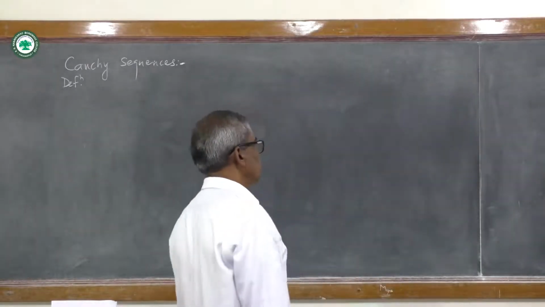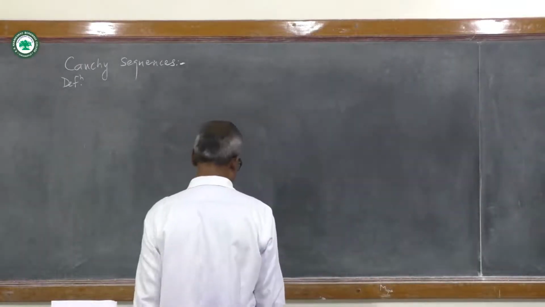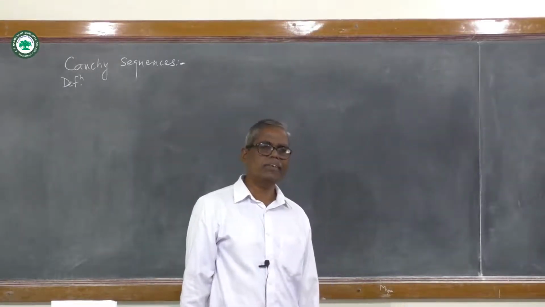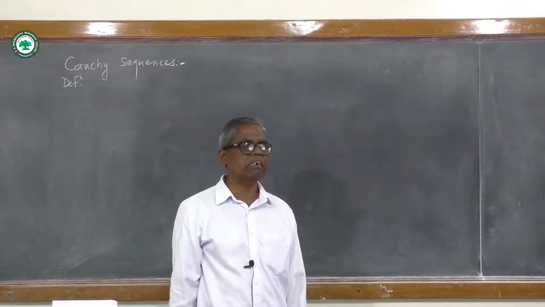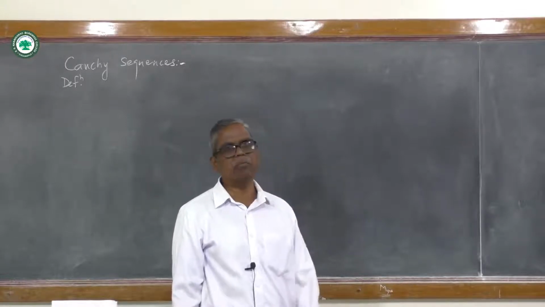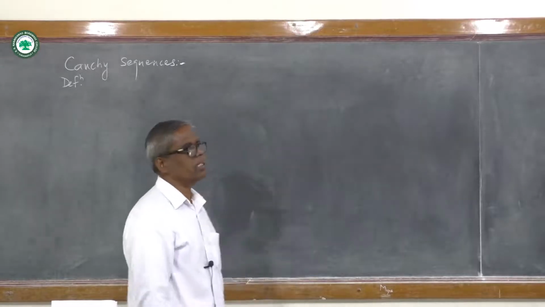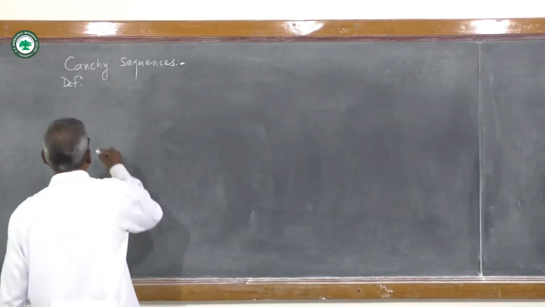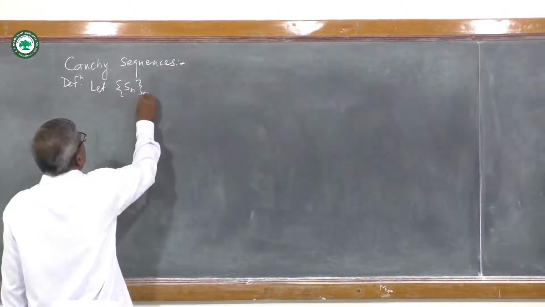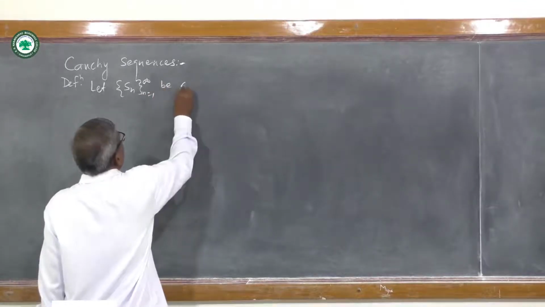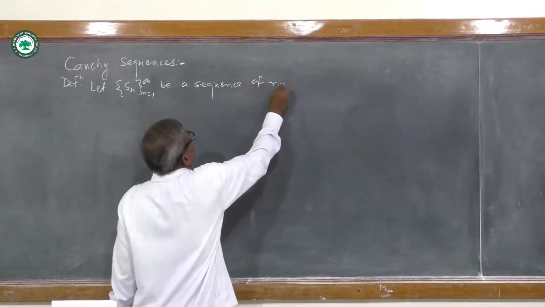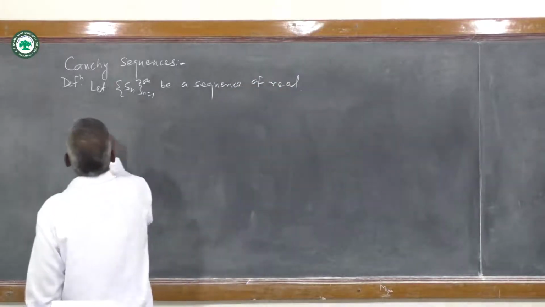Sequence Sn, n is equal to 1 to infinity, is called Cauchy's sequence if for every epsilon greater than 0 there exists positive integer capital N such that modulus of Sm minus Sn is less than epsilon for all m, n greater than or equal to capital N. Let sequence Sn, n is equal to 1 to infinity, be a sequence of real numbers.